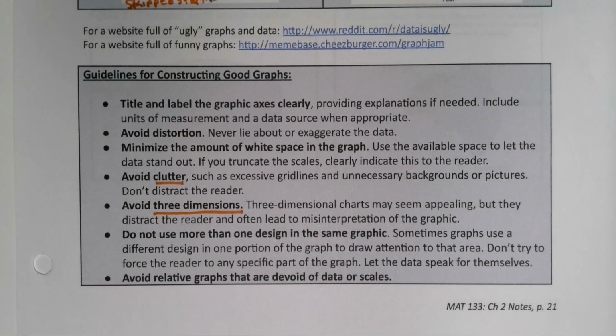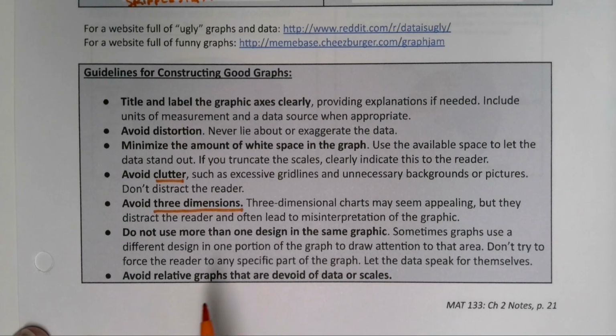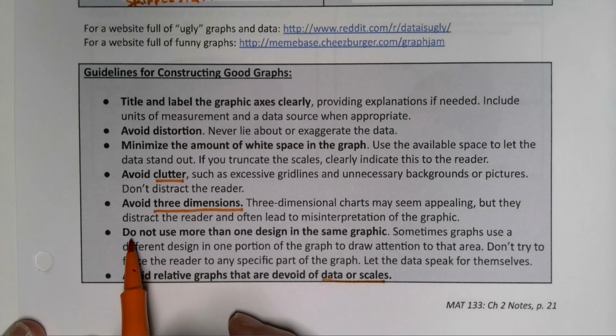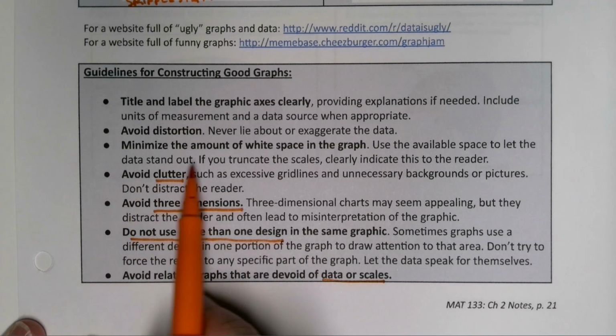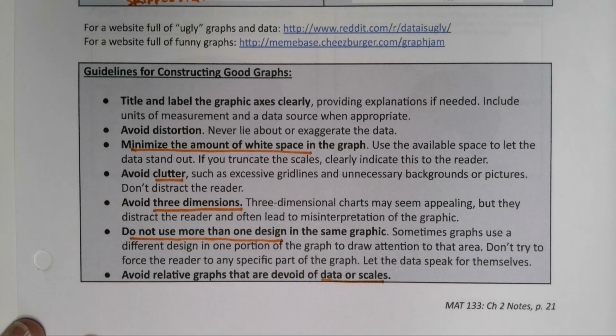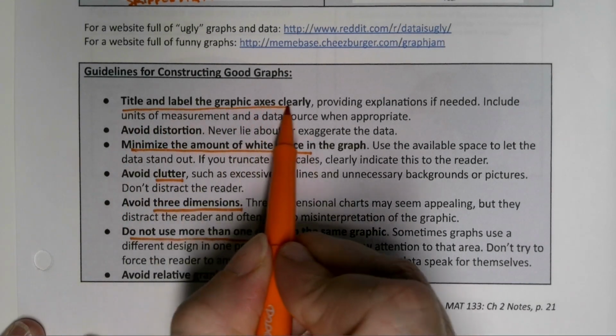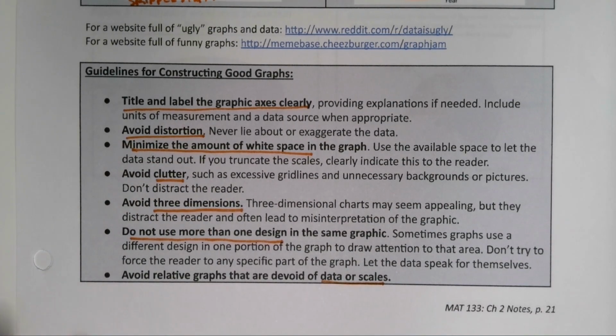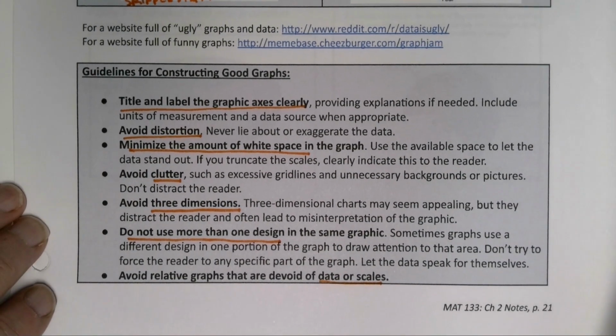They should be 2-dimensional. You do not use more than one design in the same graphic, and avoid graphs that are devoid of data or scales. So you should have data and scales showing. Minimize white space, and title and label clearly. Avoid distortion. So let's look at some examples, shall we?